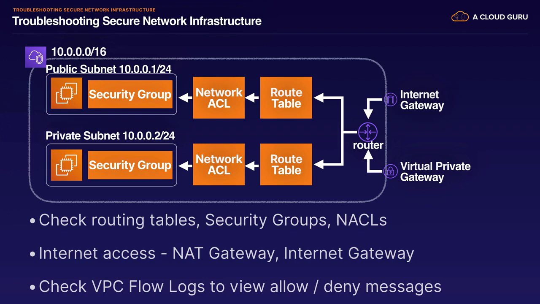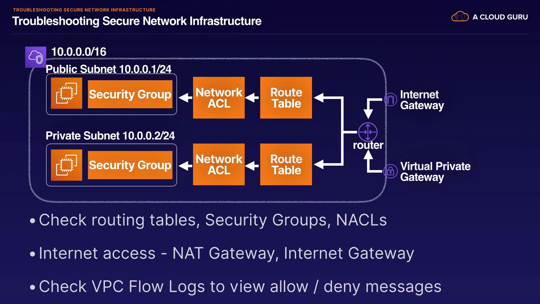So let's take a look at this example VPC. We've got two subnets, one public and one private. We've got network traffic coming in from an internet gateway and a virtual private gateway as well. When the traffic comes into our VPC, it either comes in through the internet gateway if it's internet traffic, or the virtual private gateway if it is VPN traffic. Then it's going to hit the VPC router, and from there, it's going to be routed to the correct subnet.